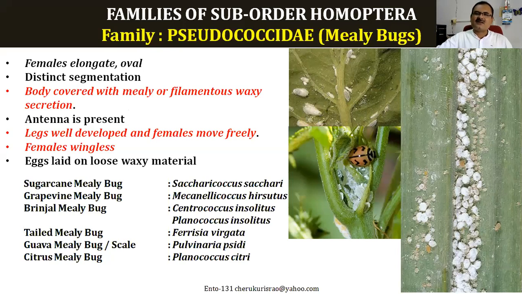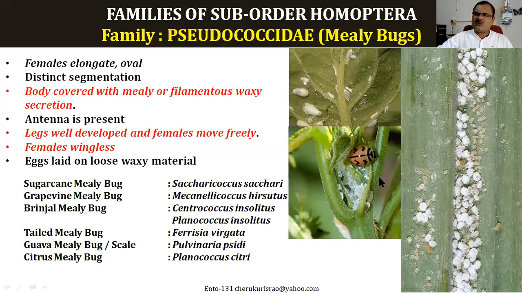And another one is, all these mealybugs have highly developed legs and they move very freely from one place to another place, but the females are wingless. You can see here many mealybugs, and again you can see the coccinellid beetle which is eating the mealybugs. It means the coccinellid beetle is farmer friendly, which can eat as many sucking pests like aphids and also mealybugs.